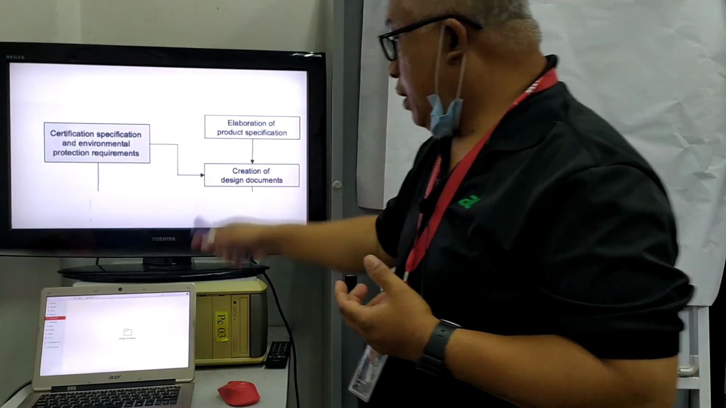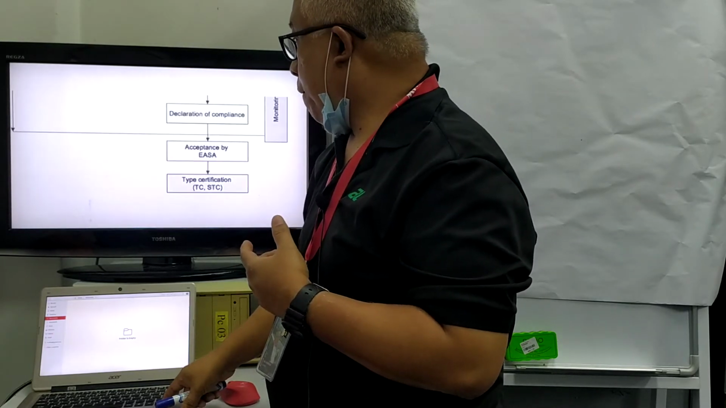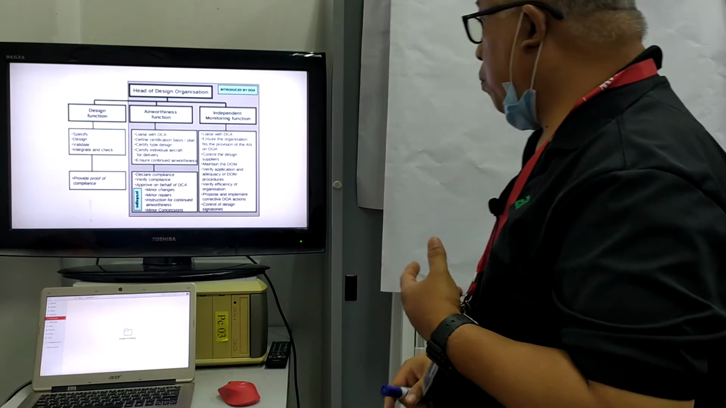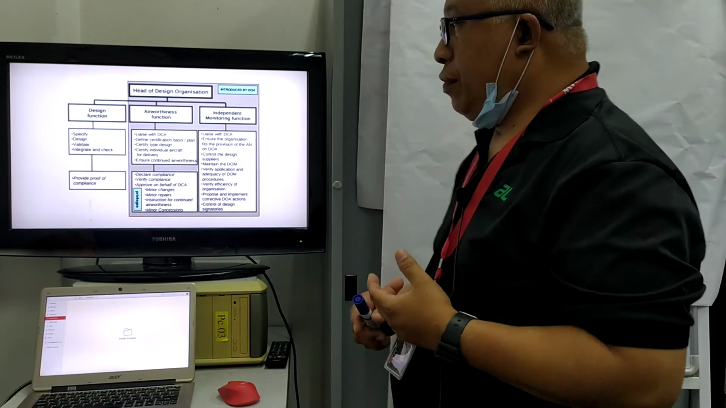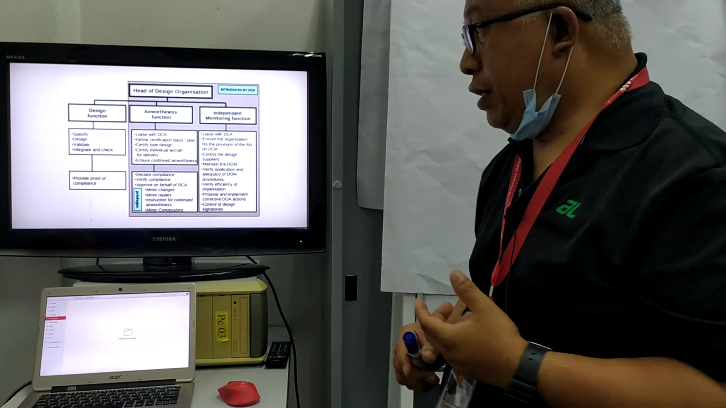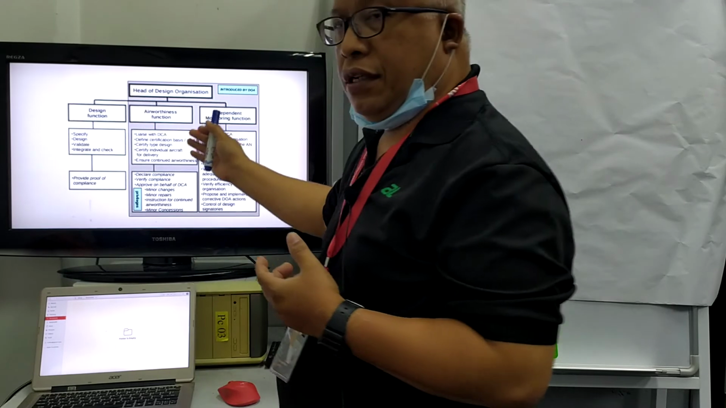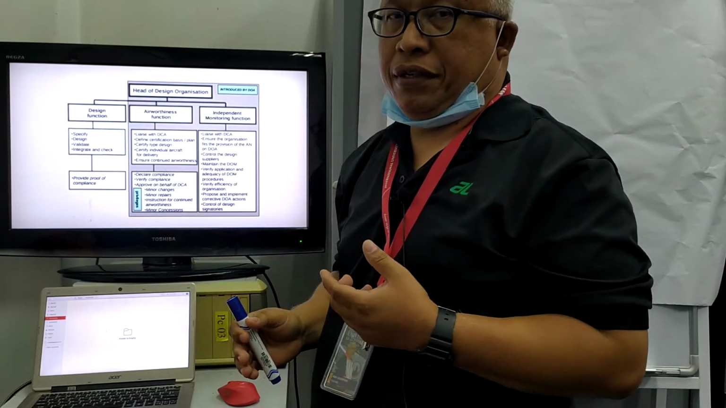So this is a detailed expert view of what I've shown. Then, in order for you to apply for the product approval, you have to have an organization. The organization has 3 functions: design function, awareness function, and independent monitoring function.